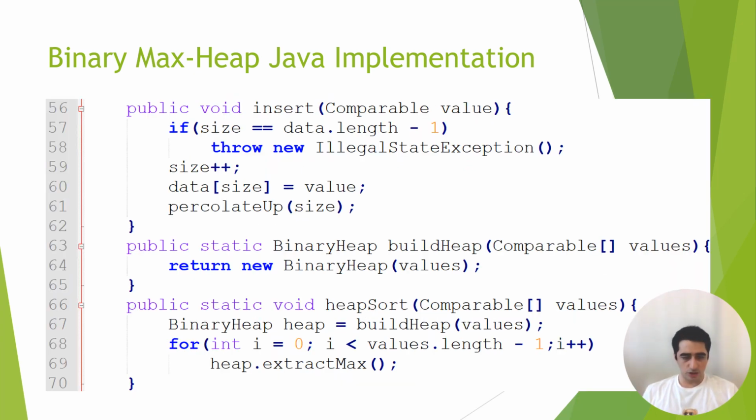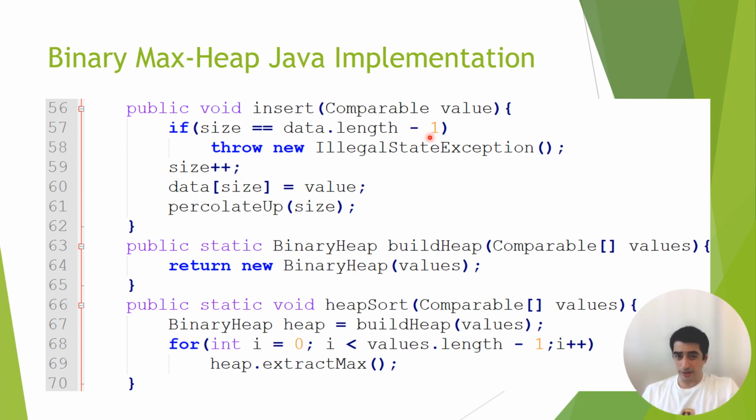Now that we have seen the Java implementation of percolate up, the insert will be extremely simple. You want to insert a certain value, let's say comparable value, into the heap. All you need to do is to check whether the length of the array is long enough to store that element. Here I said if it's not, if the size is equal to the length minus 1, that means you have a full array.